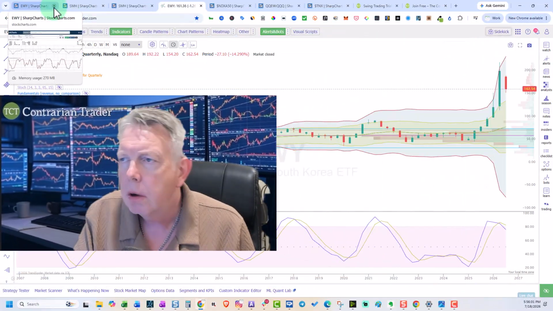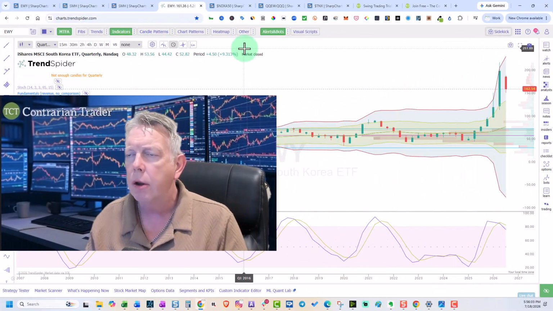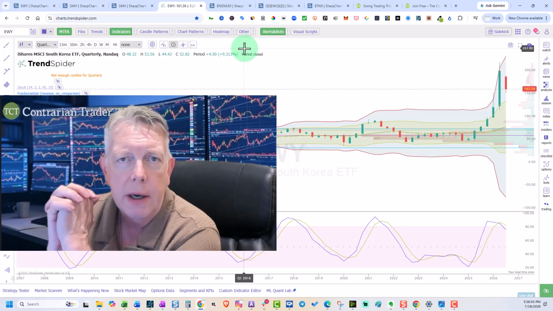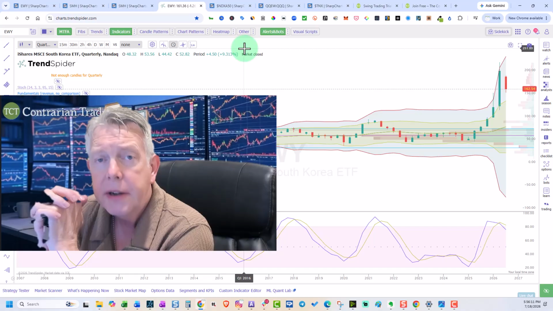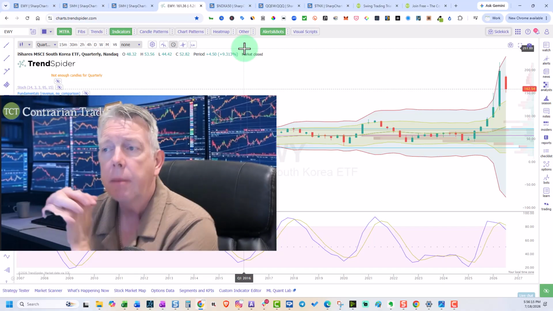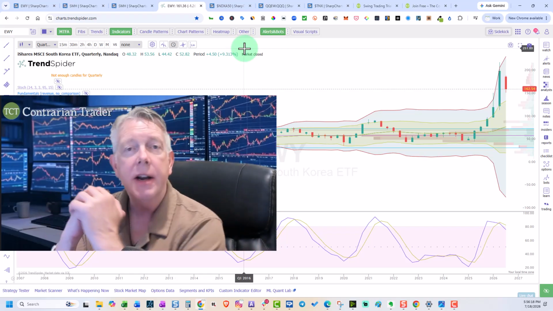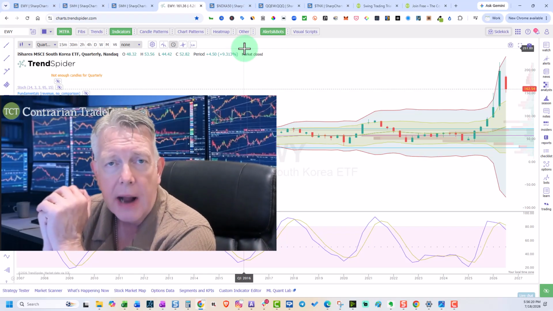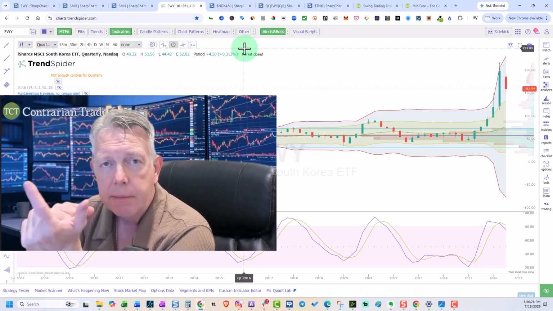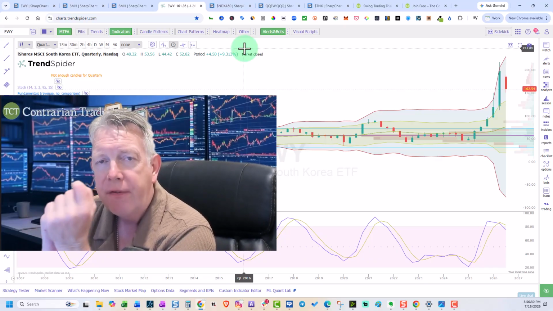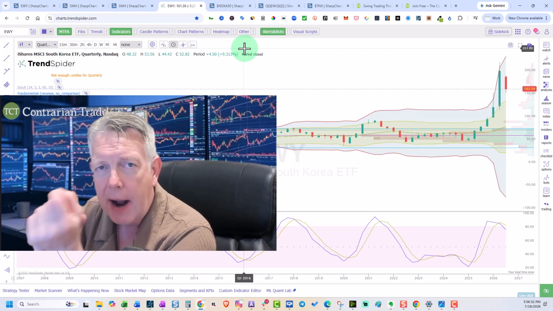In addition, you can take a look at this chart here where you have the EWY. What's the EWY? This is the South Korean ETF. Why does that matter to our short? It matters a lot because there's something called the KOSPI. That is the name of the South Korean stock market. There are two stocks, SK Hynix and Samsung, that make up more than 50% of the entire stock market.